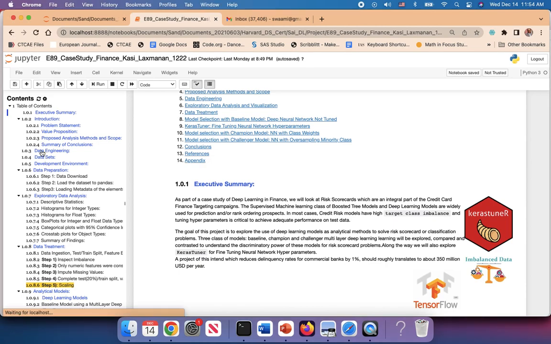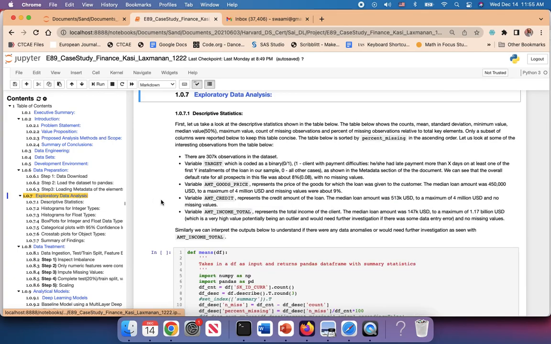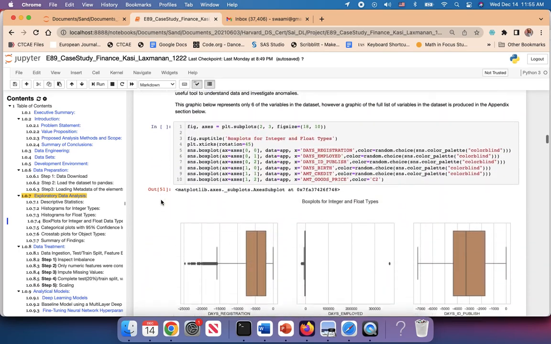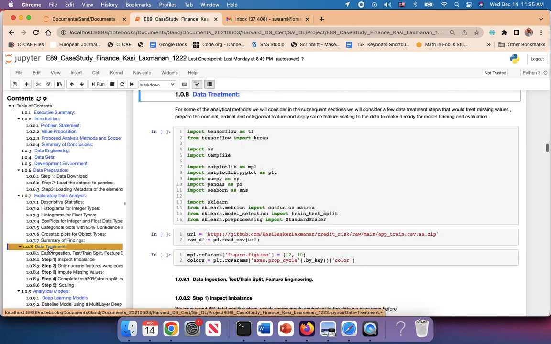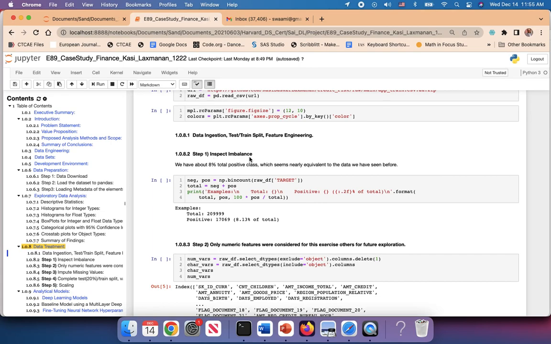The dataset we will use today for this exploration is the home credit default risk dataset from Kaggle. After some initial data preparation and some exploratory data analysis seen here, we will start off with some of the data treatment options. We will first look at the imbalance of the target class. So we have about 8% total positive class, which is a very highly imbalanced data set.